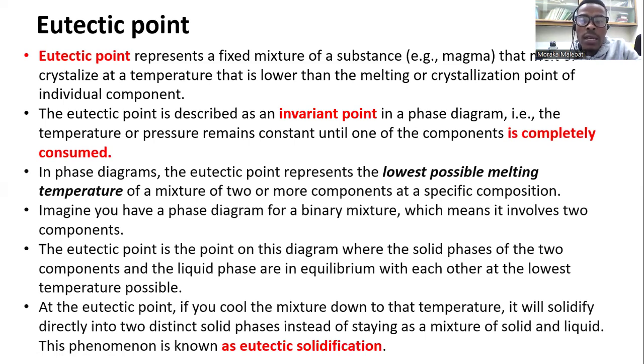So when we say it's an invariant point, we mean, remember, the degree of freedom. The degree of freedom is what controls the movement of the system. So when we say the degree of freedom is invariant, we mean the degree of freedom is equal to 0, and it means the temperature and pressure will remain constant at that point until one of the components or phases is consumed.